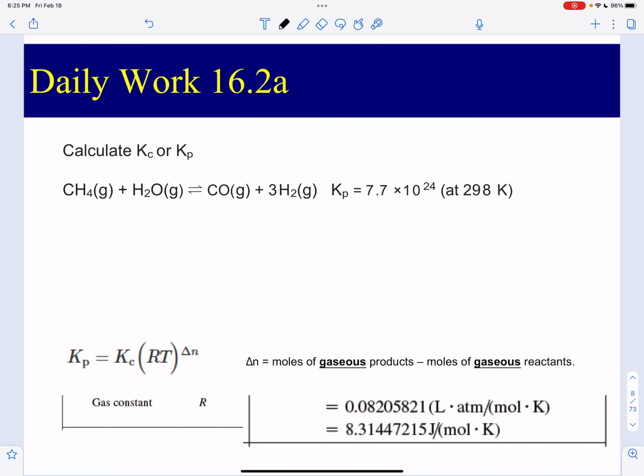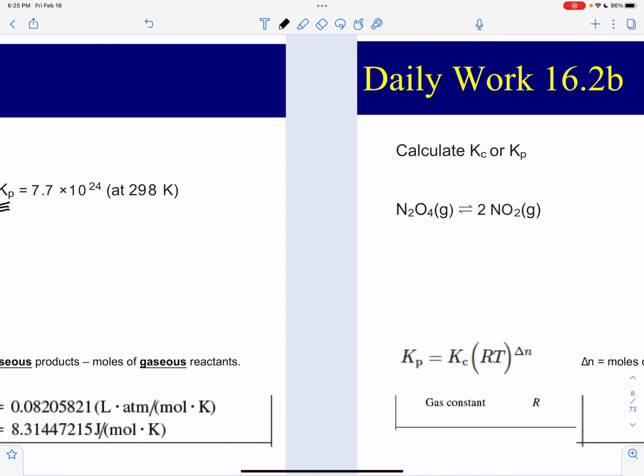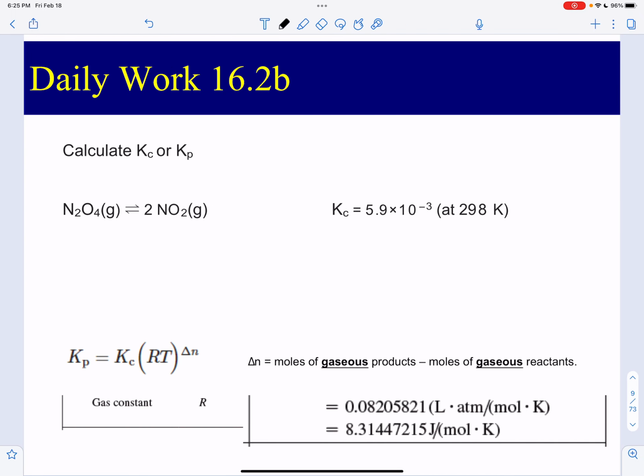So with that said, this is your daily work. You're given Kp, so you're looking for Kc. And here's your other daily work. You're given Kc, so you're looking for Kp. So you get to practice both of them.